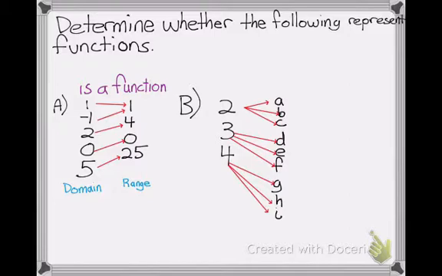Now at this point, go ahead and pause the video and determine whether the arrow diagram in part B represents a function. In this particular case, the arrow diagram in part B does not represent a function. The reason that this is not a function is because the element 2, which is in the domain, corresponds to 3 elements of the range, namely A, B, and C. For that reason, 2 corresponds to more than one element of the range. Therefore, this arrow diagram does not represent a function.